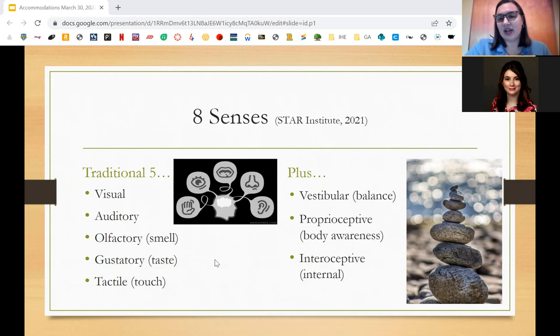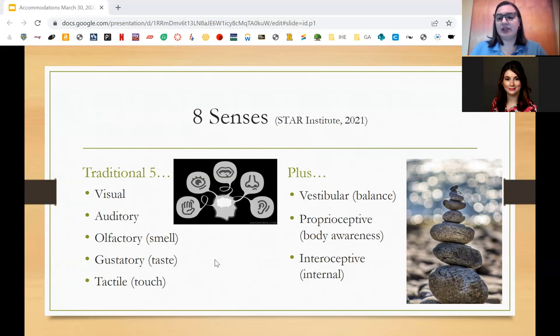The STAR Institute and many occupational therapists also talk about vestibular senses, which are your sense of balance. So someone on the autism spectrum, or who has a sensory processing disorder, may be hypersensitive to the vestibular sense. So any little movement is going to make them dizzy, or even turning their head very quickly can make them dizzy. This is also a characteristic of someone who maybe has vertigo or migraines.